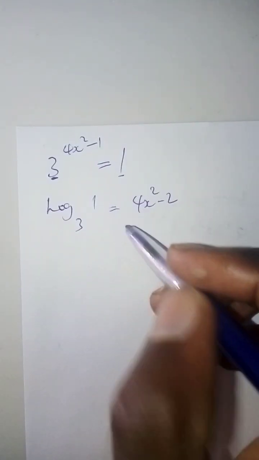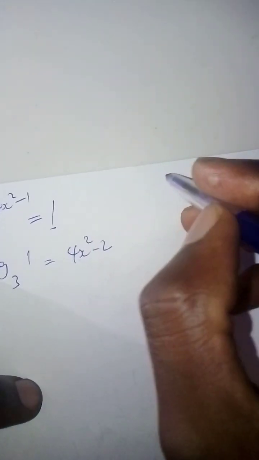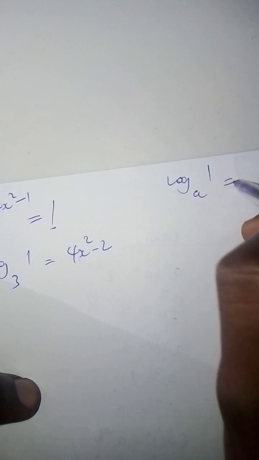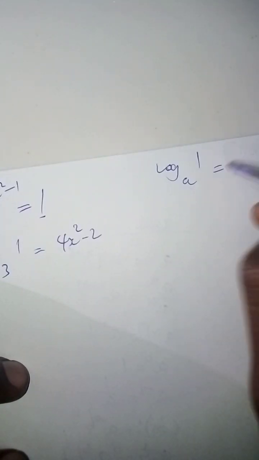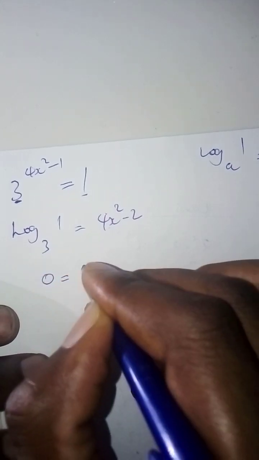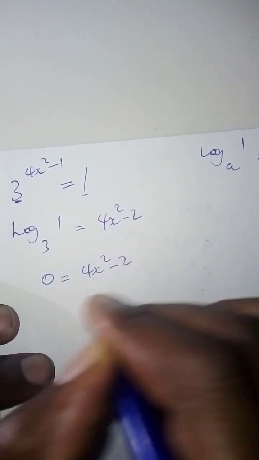Now if you look closely at this, we know that through our log laws, if we have a log of 1, it does not matter what the base is, it's always going to be equivalent to 0. So now this means that we have 0 is equal to 4x squared minus 2.